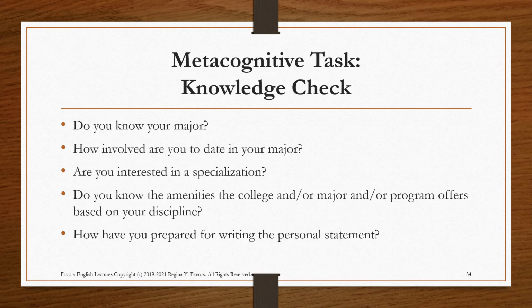So when you're thinking about everything that we have just gone over, do you know your major? How involved are you to date in your major? Are you interested in a specialization? Do you know the amenities the college and or major and or program offers based on your discipline or your major? And how have you prepared for writing the personal statement? These are just knowledge check questions, just to gauge whether or not you have a clue about what it is that you want to do.